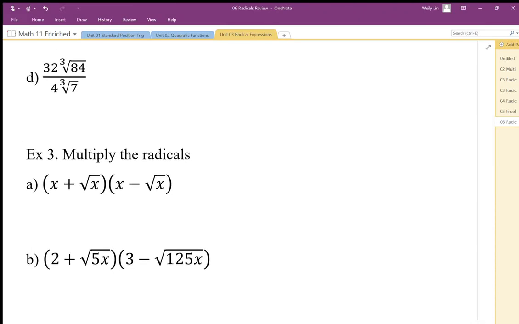So here we're going to rationalize this denominator. We've got cube roots, so we need perfect cubes. So I need to multiply the top and bottom to make a perfect cube. Here I need to multiply by the cube root of 49 to make this a perfect cube of 7. And I need to do the same for the top.